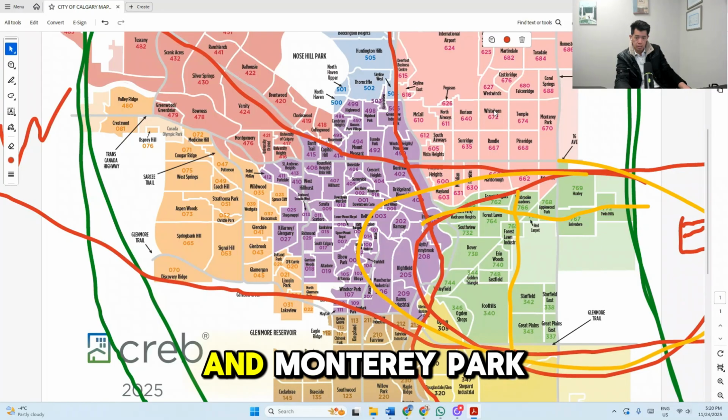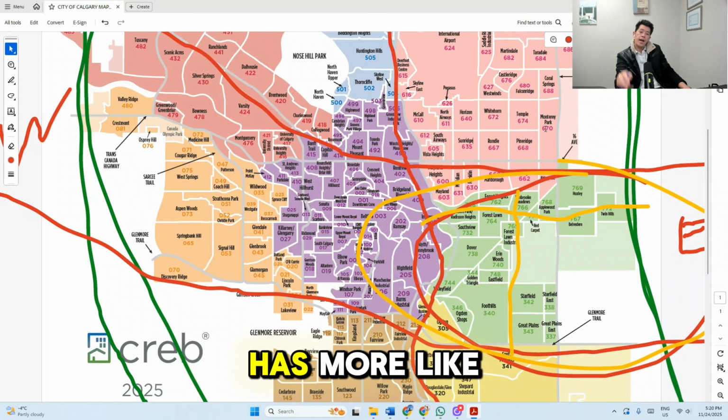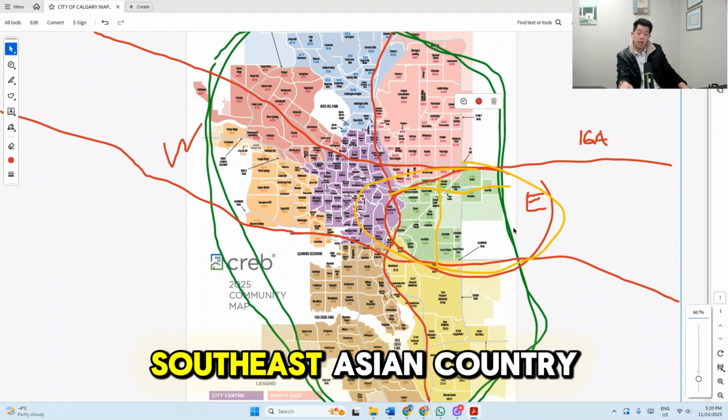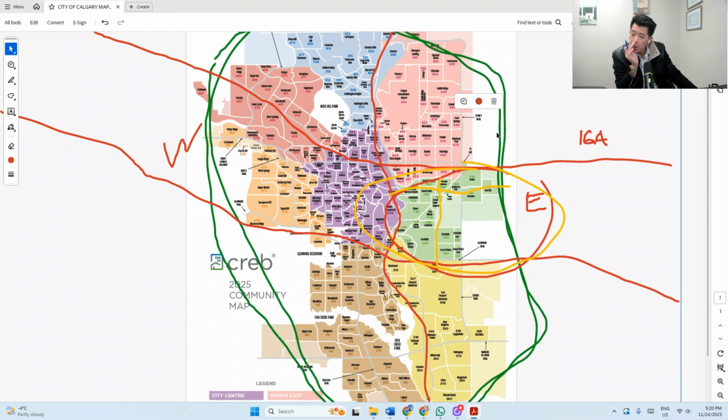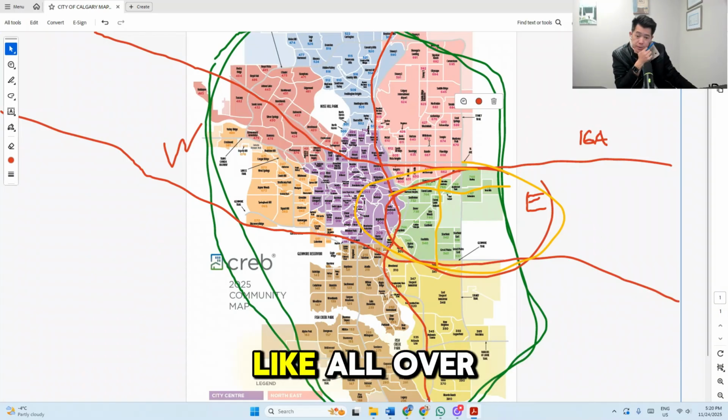another area in the northeast, like Marlborough, Abbeydale, Whitehorn, and Monterey Park, have more South Asian or African people, all over here.